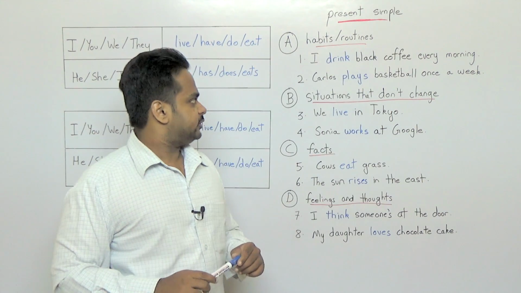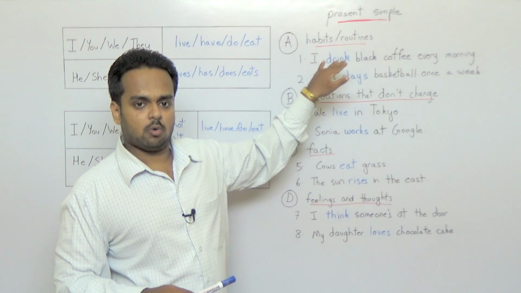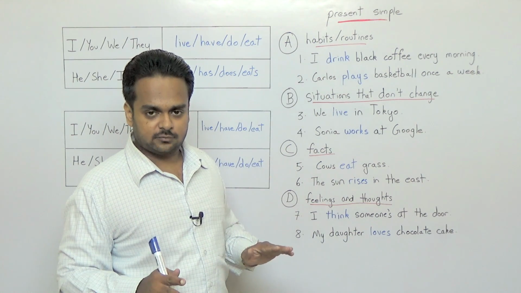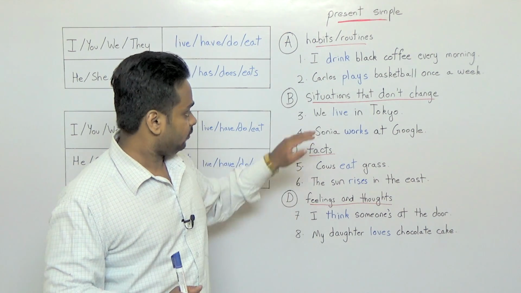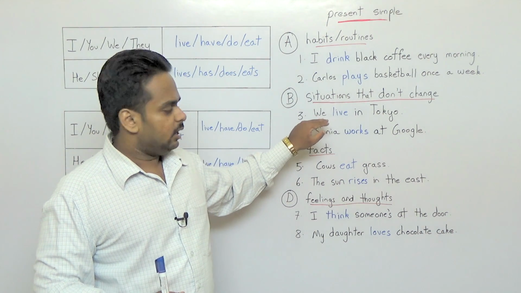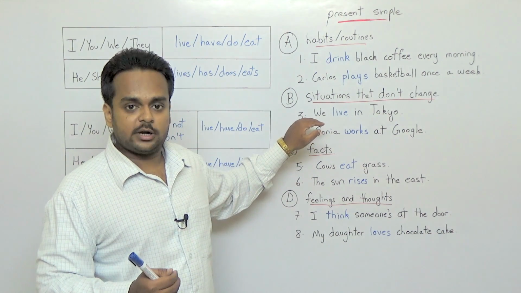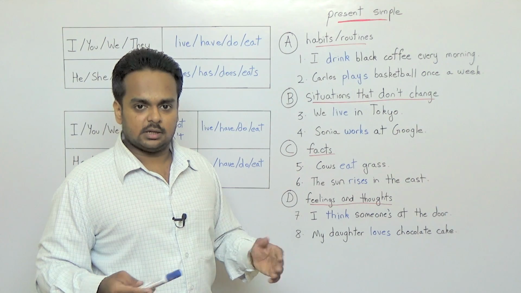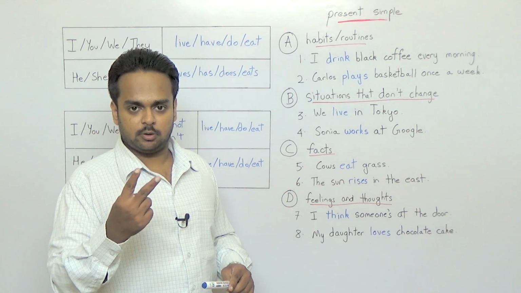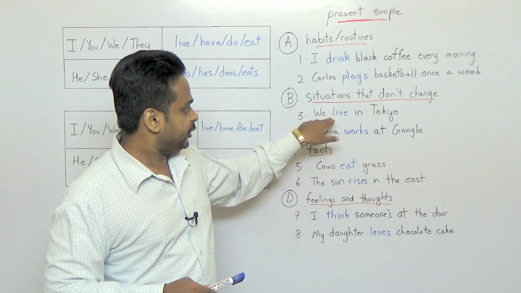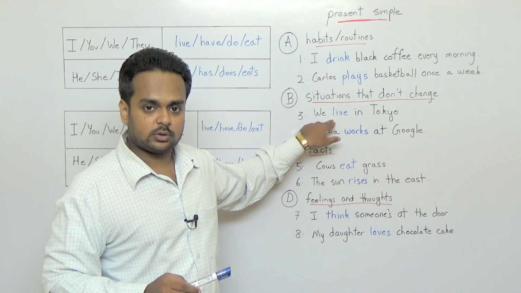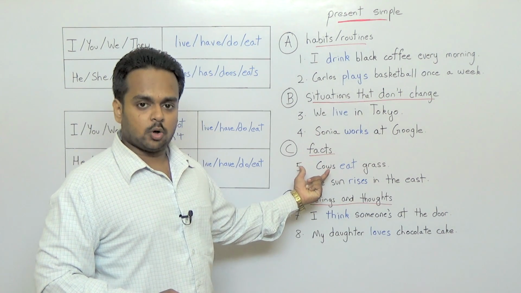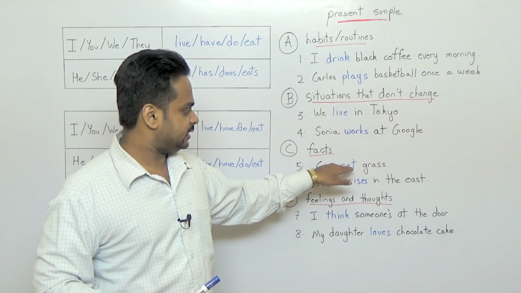Now in our examples, I drink black coffee every morning. The subject is I, so the verb is just drink in its present tense form without any S. We live in Tokyo. This can also be they live in Tokyo. Or it can be a plural, like Jim and Jane live in Tokyo. Jim and Jane are two people, so because it's a plural, we still use the verb in the present form without S. Cows eat grass. Cows, plural, more than one cow. So eat, no S.